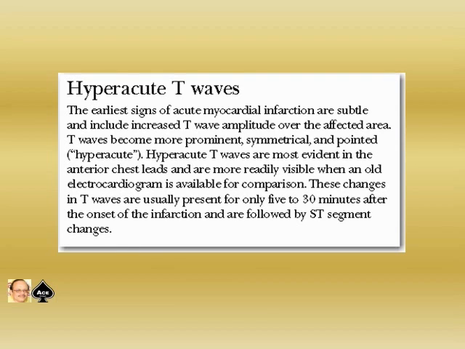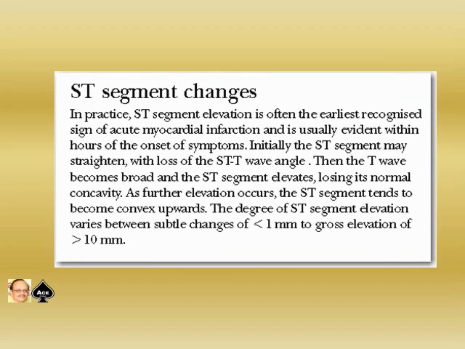Hyperacute T waves are most evident in the anterior chest leads and are more readily visible when an old ECG is available for comparison. These changes in T waves are usually present for only 5 to 30 minutes after the onset of the infarction and are followed by ST segment changes. Hyperacute T wave change lasts just 5 to 30 minutes and is followed by ST segment change.